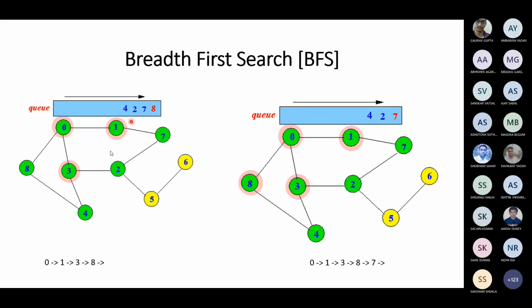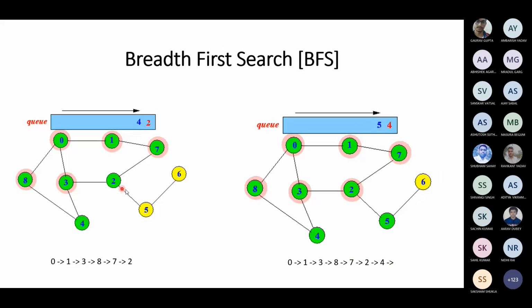So visited 3. Then you will visit the element 8. 8 you visited. 8's nodes 0, 3, 4 are already in the queue or visited, so no issues. Then the next element in the queue is 7. You visit 7. 7's next node is 2, which is already in the queue. The next element in the queue is 2.